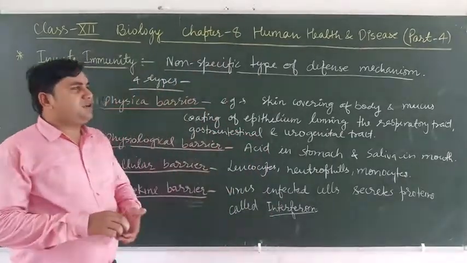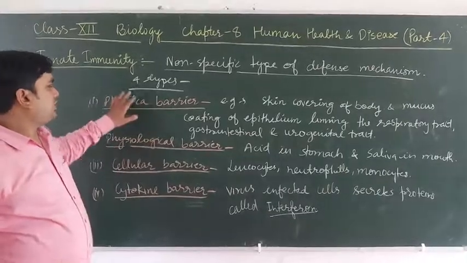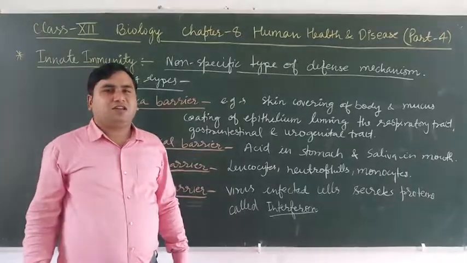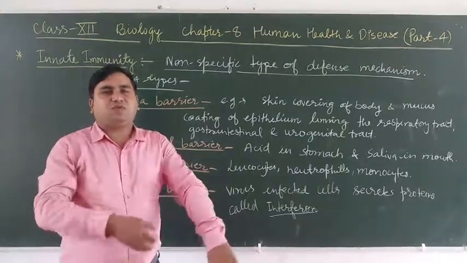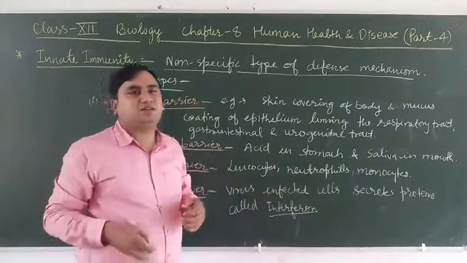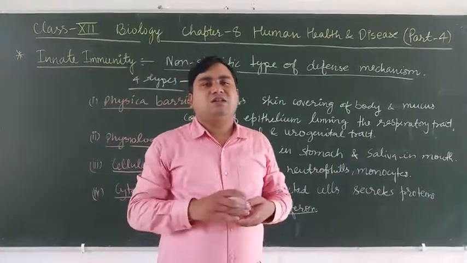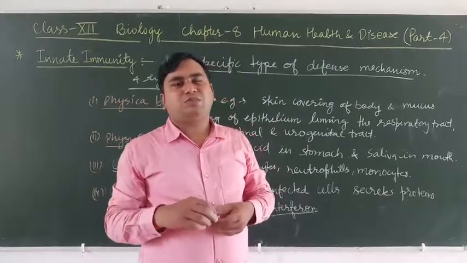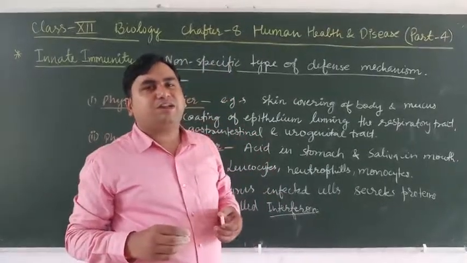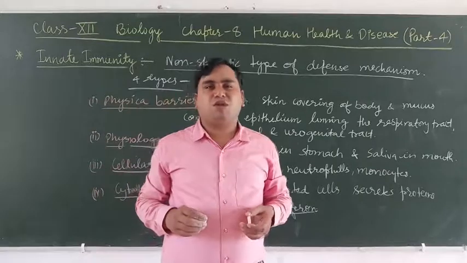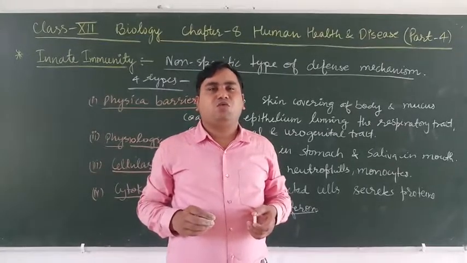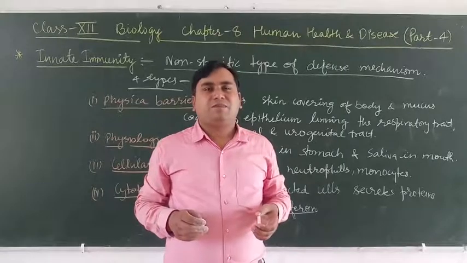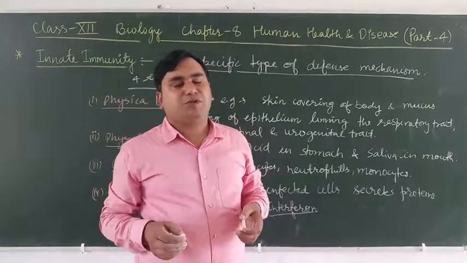So there are the following four types of barriers that are part of the innate immunity and that protect, by their different activity, the body of the organism from different pathogens, meaning disease causing microorganisms just like bacteria, viruses, fungi and etc. So let us go through the barriers of the innate immunity one by one.